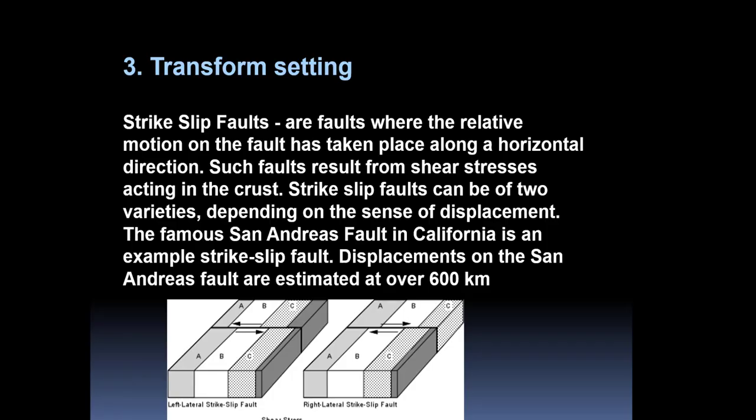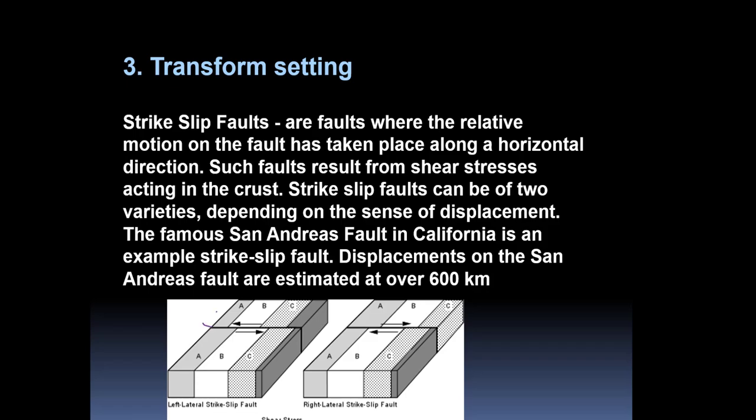The third setting is the transform, and that's along the transform plate boundary. Here we don't have any kind of vertical movement, only horizontal, and the fault movement has taken place in a horizontal direction. Remember, this happens along mid-oceanic ridges because you cannot put a straight line on a sphere. So therefore, it has to have these transform faults along it.